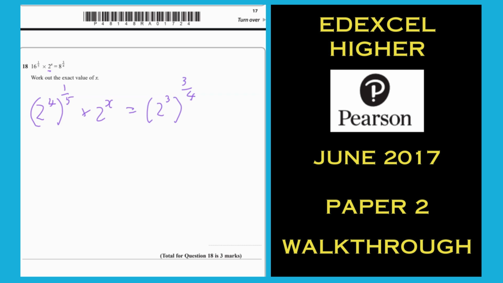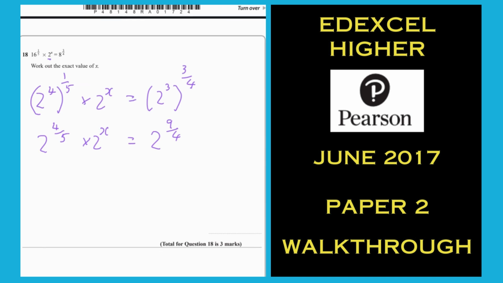Let's apply laws of indices. Power to a power, in other words, brackets, means multiply your powers. So here, 4 times a fifth. Now, you could use decimals at this point. You've got a calc. It's entirely up to you. I'm just choosing to revise non-calc. And here, 3 times 3/4, 9/4. And there you go.